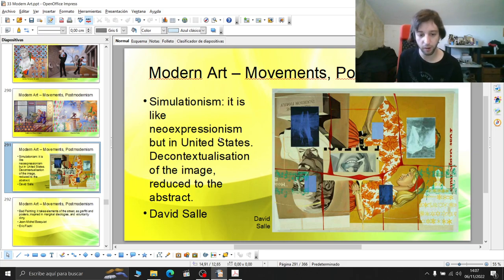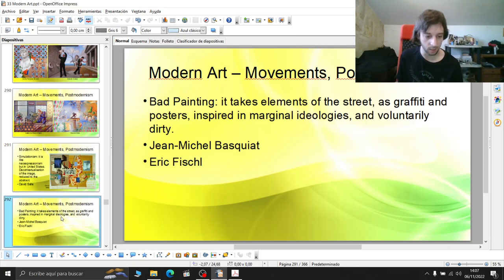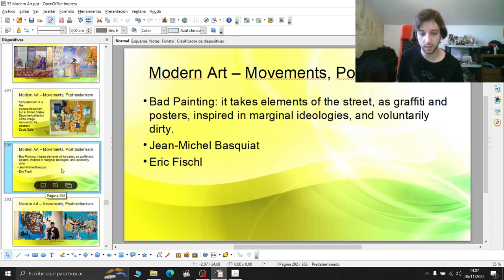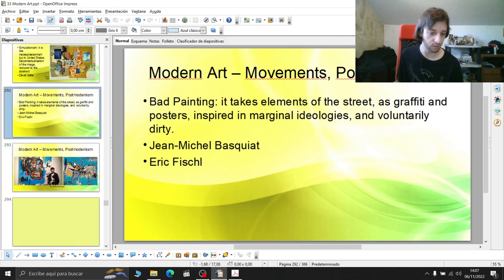Simulationism. It is like neo-expressionism, but in the United States, and the contextualization of the image reduced to the abstract. Artists like David Salle. The paintings take elements of the street, like graffiti and posters, inspired by marginal ideologies and voluntarily dirty. Artists like Jean-Michel Basquiat and Kenny Scharf.